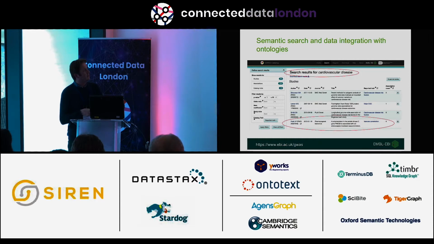And yeah, this is how you get this nice query expansion. Behind the scenes of the GWAS catalog, it's a Solr index, and you do a text search on cardiovascular disease, and you pull back variants associated to vascular constriction. So this is not a lexical match, this is an ontology-driven search result.